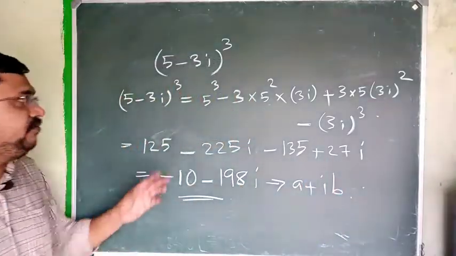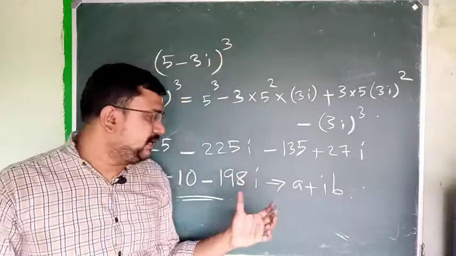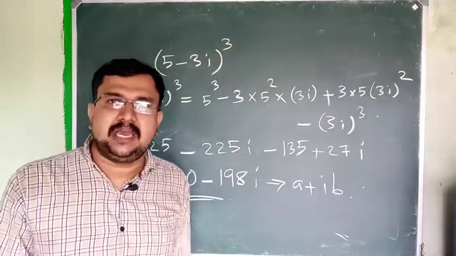Okay, this is of the form a plus ib. Therefore, we are converting this complex number into the form a plus ib.